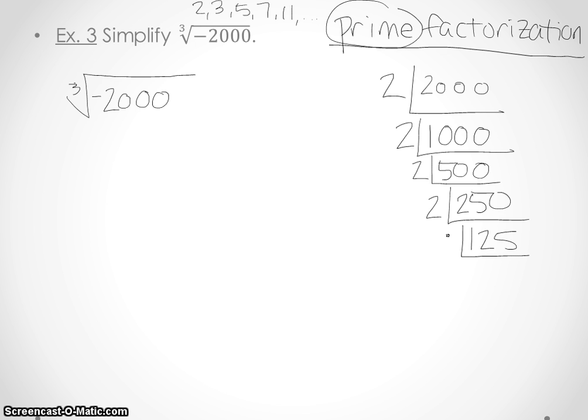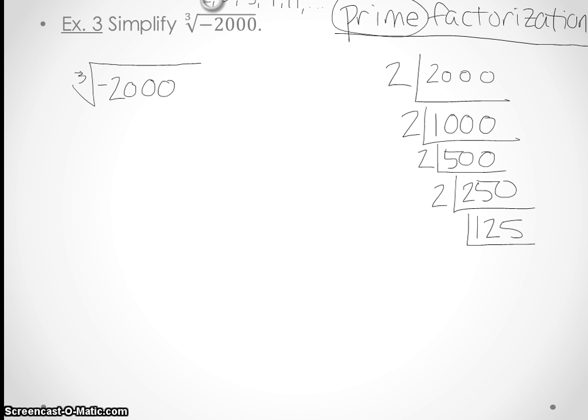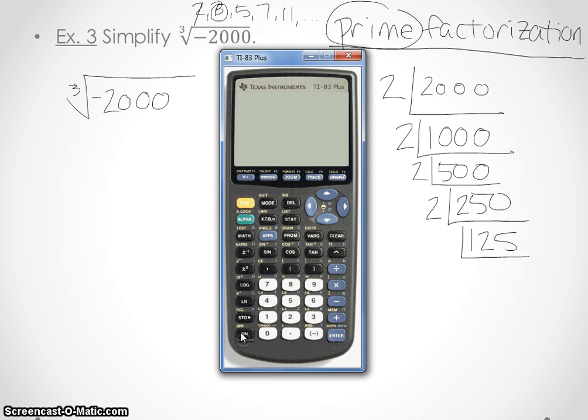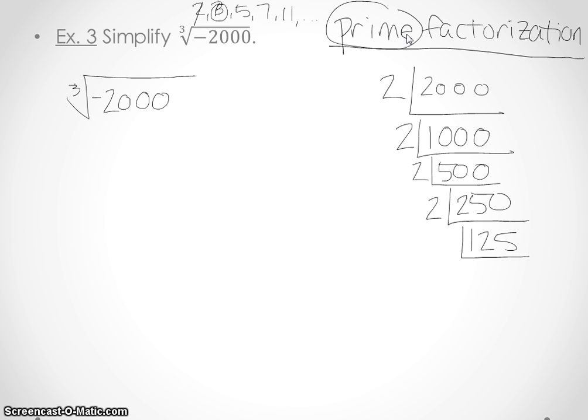125 divided by 2, nah, that's not going to work. We're done with even numbers. Is it divisible by 3? I don't know. Let's find out. So 3 is the next one we want to try. 2 is done. 125 divided by 3. I don't think this is going to work, but let's just double check. So 125 divided by 3. Nope. All right, so we got to move on. 3 is not going to work for us, so 3 is gone too.